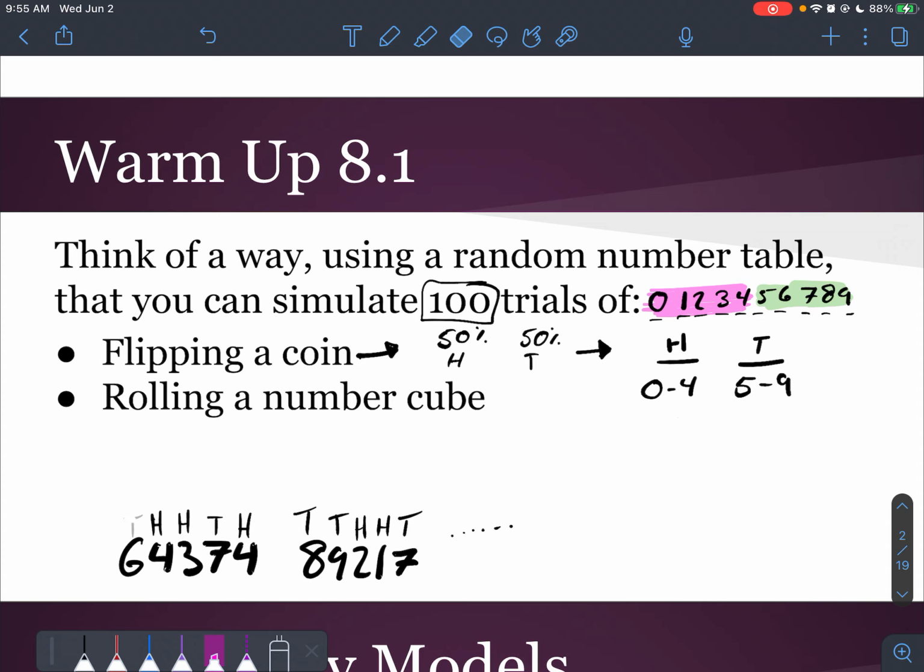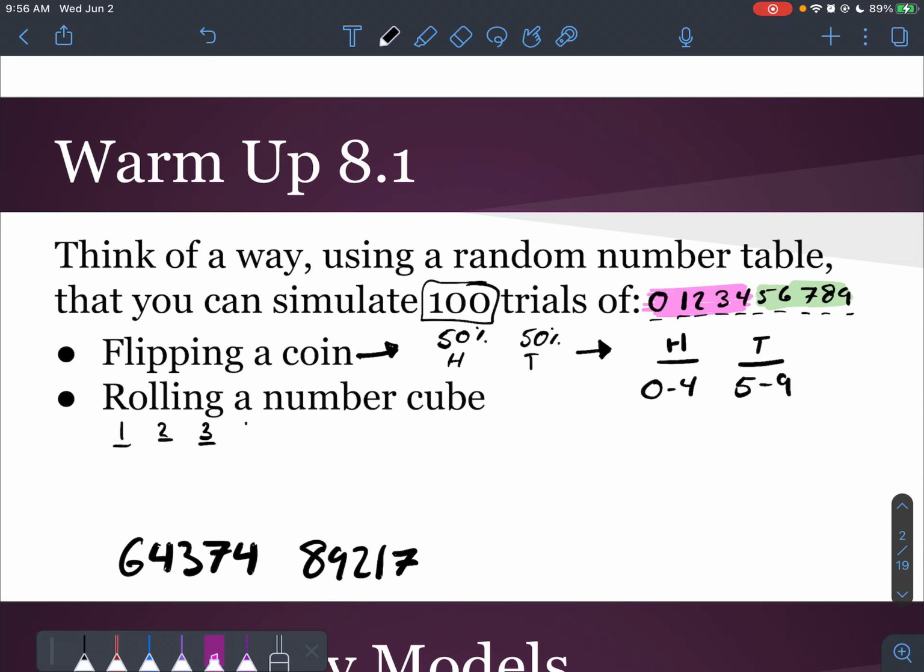Now rolling a number cube is going to be a little bit different because it's not a straight up 50-50 chance. What you can do though is omit certain numbers as long as you have the same numbers assigned to the same probability. So let's look at a number cube real quick and come up with a probability model. Well, the probabilities of getting a 1, a 2, a 3, a 4, a 5, or a 6 are 1/6, 1/6, 1/6, they're all the same, and they're all 1/6.